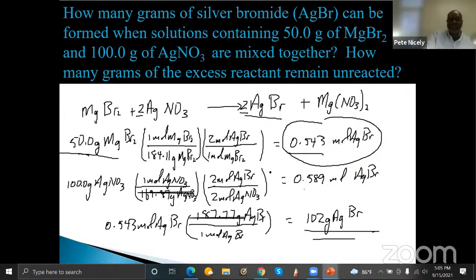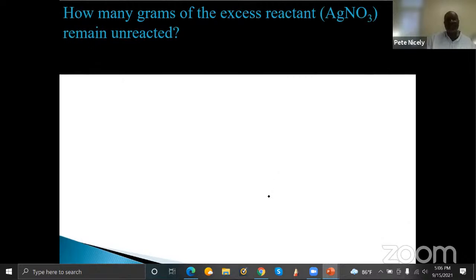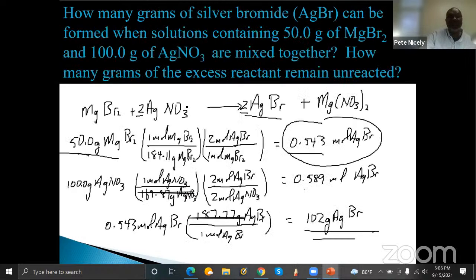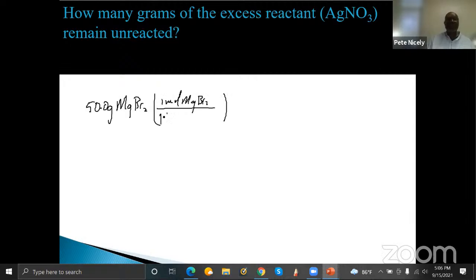So what we're going to do is start off with the 50.0 grams of magnesium bromide, MgBr2. And what we're going to do is convert to moles like we did before. So we're going to have 1 mole of MgBr2 and the molar mass, which we had before, which is 184.11 grams. So we're going to write 184.11 grams of MgBr2 down here.